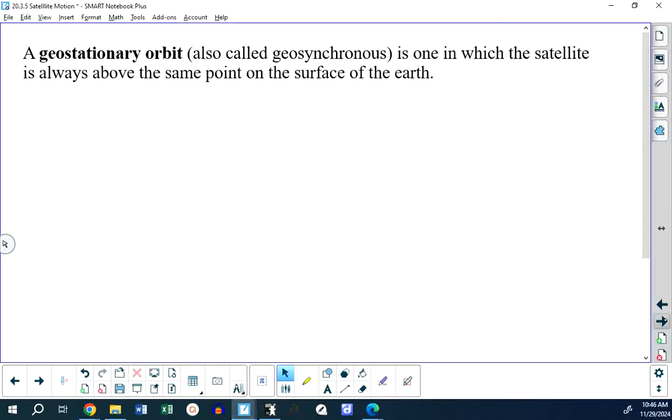All right, there's a special type of satellite we would like to talk about here called a geostationary satellite. And I had a globe in my room, and I see that somebody's borrowed it, so I can't show this to you. But a geostationary, and sometimes it's called a geosynchronous satellite, is a satellite that is always above the same point on the Earth's surface. And it's always in what we call an equatorial orbit. It's always in orbit above the equator.